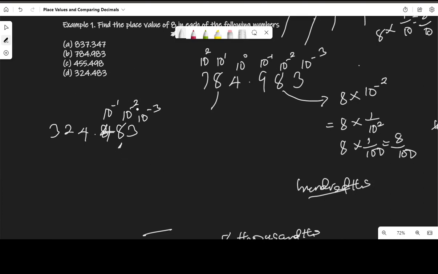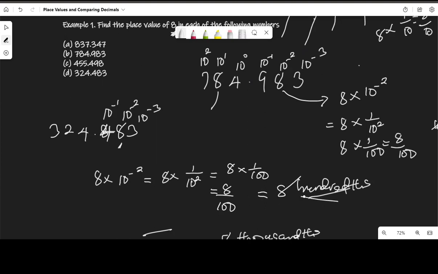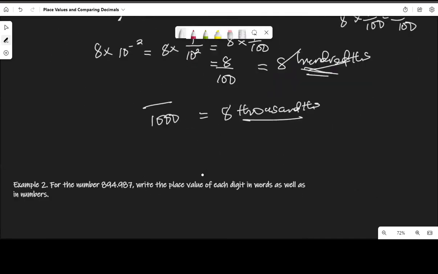So the 8 here, in terms of its place value, is 8 times 10 to the power negative 2, which is 8 times 1 over 10 to the power 2. That is 8 times 1 over 100, which is 8 over 100, or 8 hundredths. And so that is how to find the place value of a whole and decimal number. Let's move on to another example.